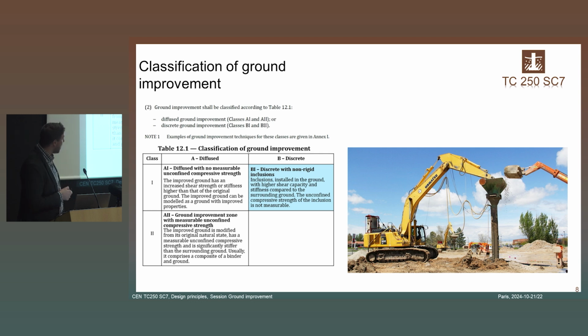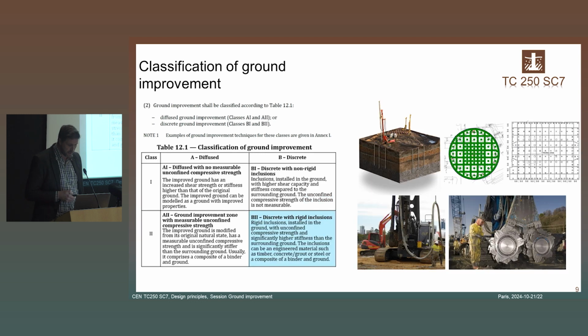Afterwards, we have the class B1, the discrete with non-rigid inclusions. This is typically stone columns, such as used in practice. And last but not least, we have the B2 class with discrete improvements on the soft soil with rigid inclusions, which can be cylindrical, for example, with the CMC process, or which can be cylindrical or rectangular with the use of different boring tools, such as for the CSM cutter soil mixing method here.